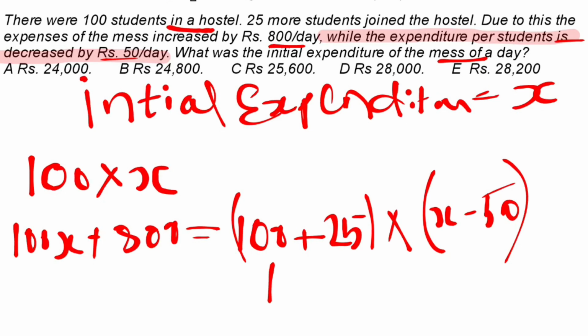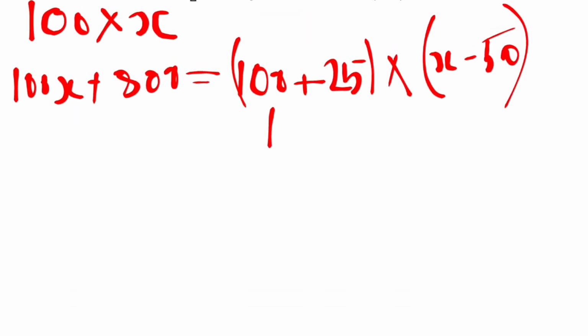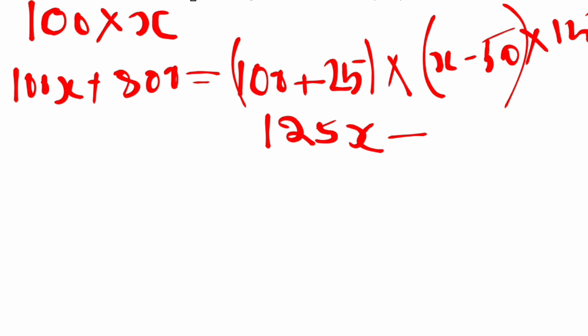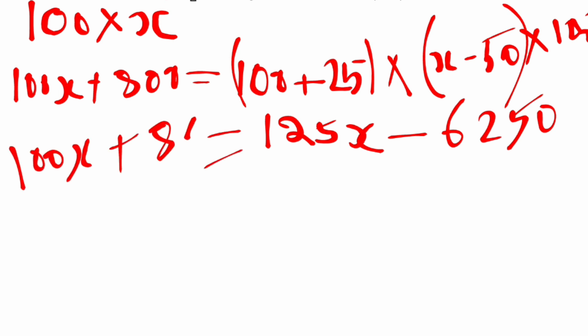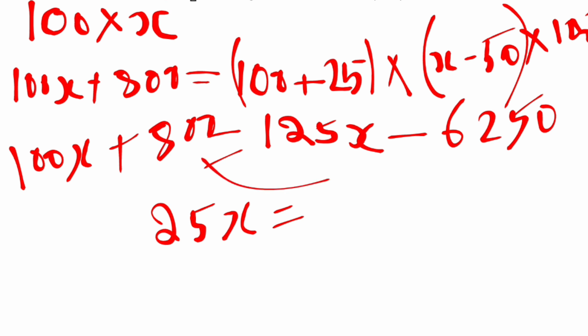Then with 125 members: 100X plus 800 is equal to 125 into X minus 125 into 50. 125 into 50 is 6250. Bringing X terms to the left side, 125X minus 100X is 25x, which is equal to 6250 plus 800, which is 7050.